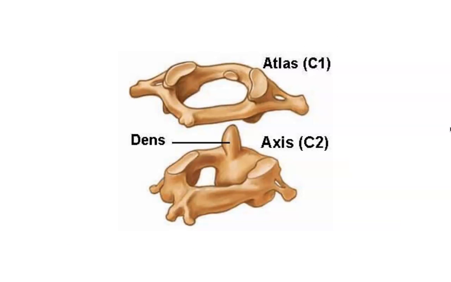The axis and atlas bones are connected to each other by the dens inserting into the tubercle on the posterior arch of the atlas. That's here. The dens acts as a pivot to allow the atlas, which is attached to the head, to rotate on the axis, so from side to side.